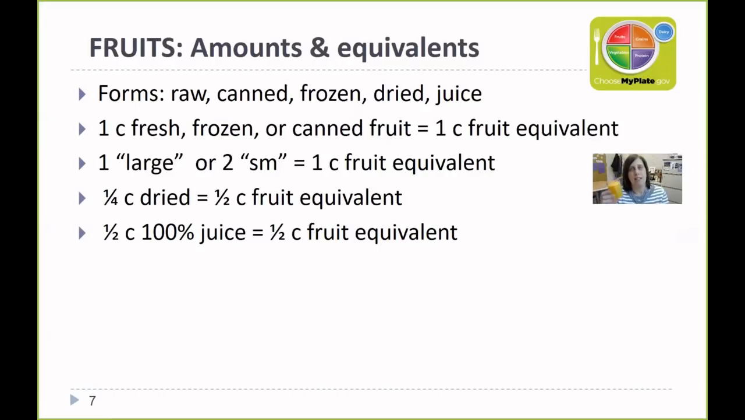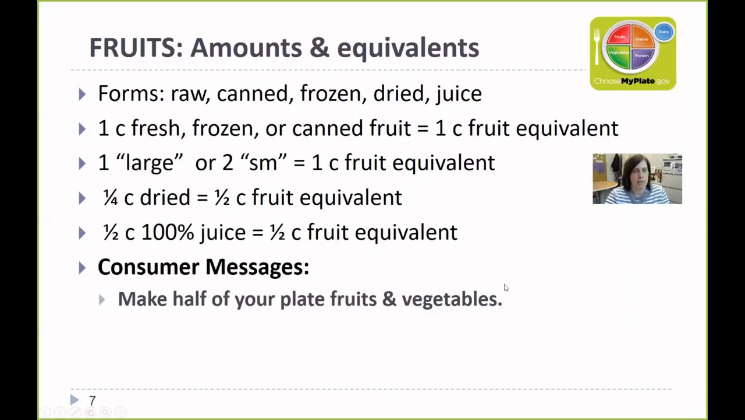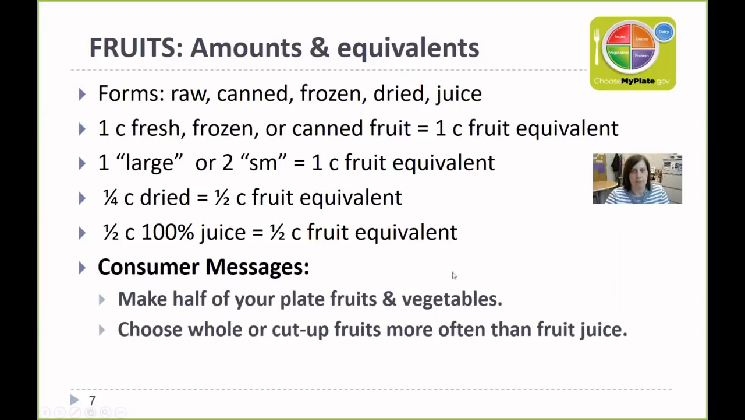So if calories are one of your concerns, and we did talk about calorie control being part of a healthy diet, then we probably want to think about how much juice we have, and make sure that we also get fruit for its fiber and for calorie control. Again, you can have juice. We just want to make sure it's within our recommendations, and that we don't always just choose juice, but choose other fruit as well. So same message as the vegetables: 1/2 of your plate, fruits and vegetables. And here's my message: choose whole or cut up fruits more often than fruit juice, for the reasons I just mentioned.